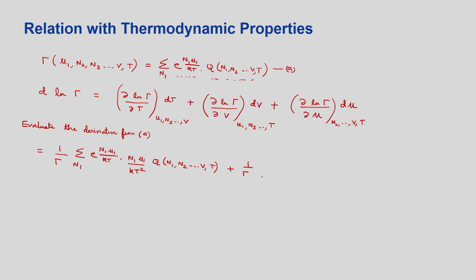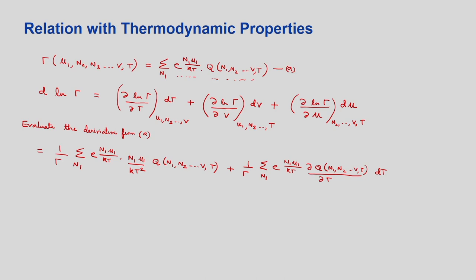Then the second term. This is the first term with respect to temperature. The second term will operate only on the partition function, the canonical partition function. So you will only have a term of ∂q. Obviously, I need not write it again and again. This is a term with respect to temperature, into dT. So these are two temperature terms.